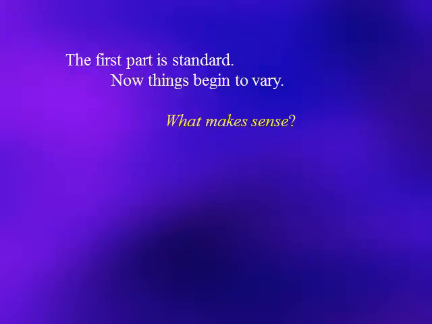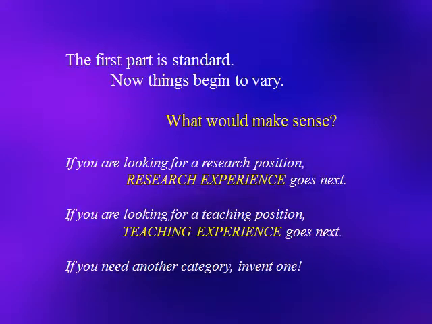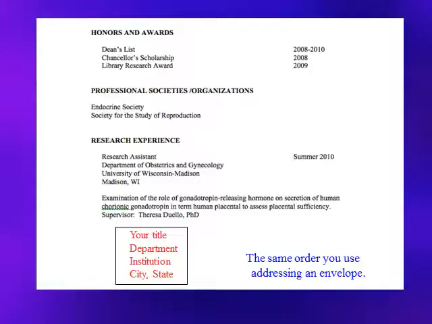Now this much is pretty much standard, but now things begin to vary. And when we look at how they vary, what we want to ask is what makes sense? What is common sense? So if you're looking for a research position, I would have the next section be research. However, if you were looking for a teaching position, I would put teaching next and put research later. And if you need another category, you can invent one. So this is not all hard, fast, and rigid from this point forward.